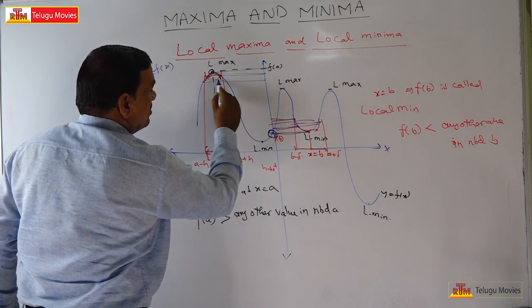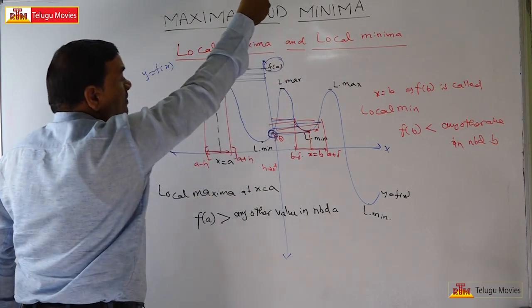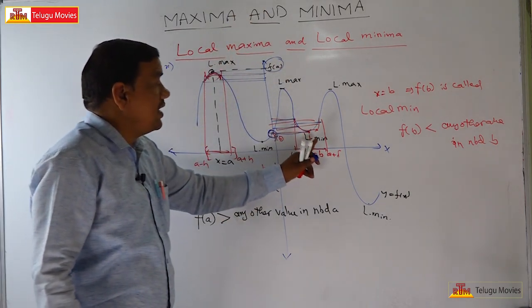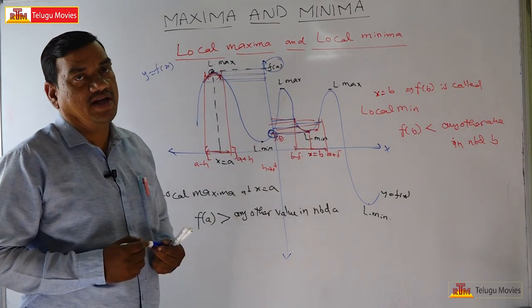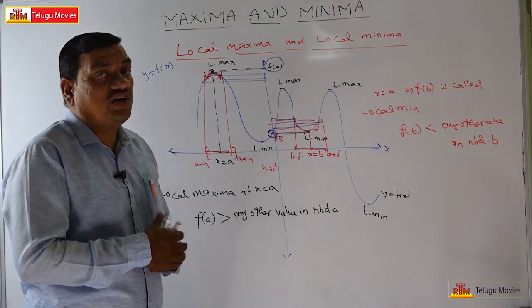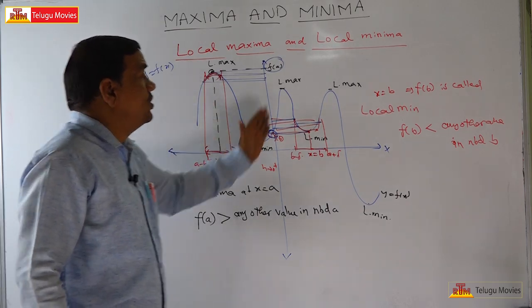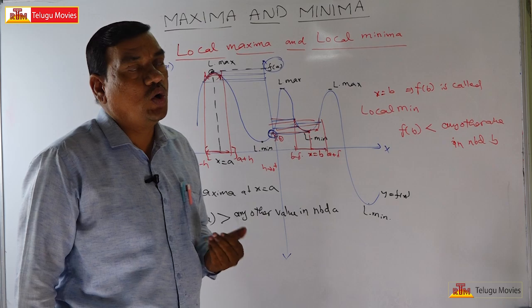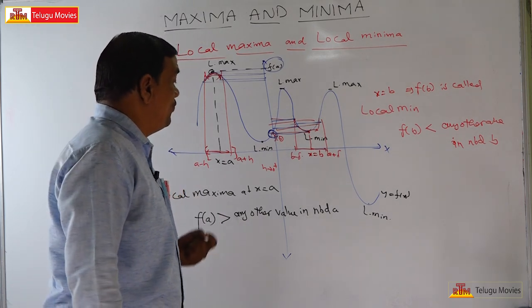So these are the functional values. F of a will be the maximum, and f of b will be the minimum. So this is called a local minimum and this is called a local maximum. Given a function, whatever the curve may be, it can have any number of local maxima or local minima.